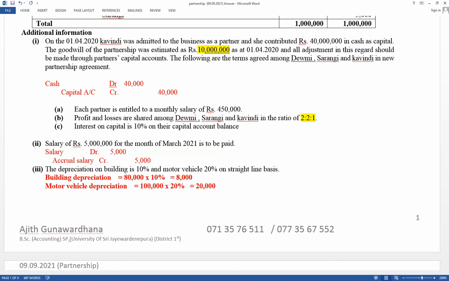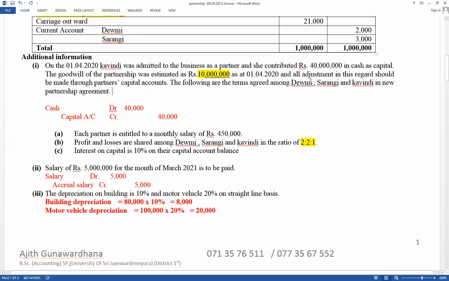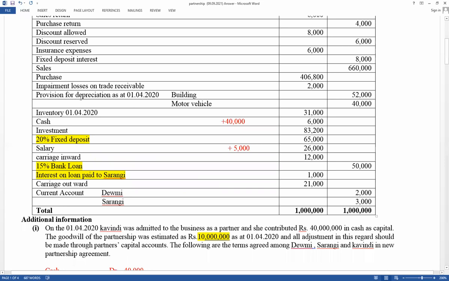What is the double entry? Depreciation expense account debit, accumulated depreciation account credit. Therefore, depreciation should be included in the income statement. Building depreciation under administration, motor vehicle depreciation under distribution expense. But in financial position, accumulated depreciation closing balance should be recorded. See the trial balance, it has given opening balance also. Trial balance, it has given provision for depreciation. It is equal to accumulated depreciation. Opening balance, it has given. First April 2020. But our accounting period ends on 31st March 21.